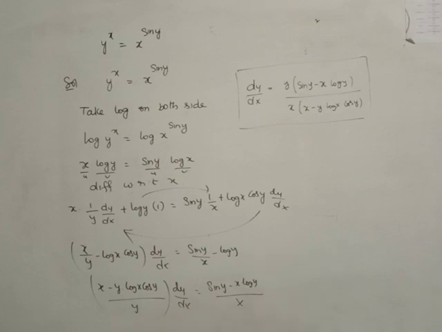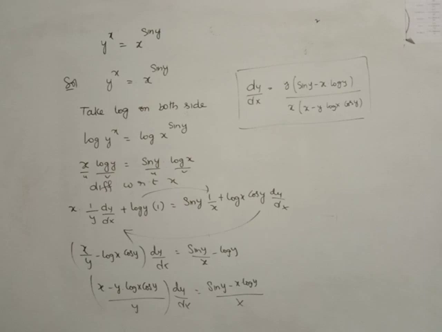Simply, what you need is that it is a combination of two functions. What are the functions? Function to the power of function method. So if the problem is in the function to the power of function method, the first concept is you need to apply the log. After applying the log, it is log of y to the power of x is equal to log of x to the power of sin y. Then x into log y is equal to sin y into log x.